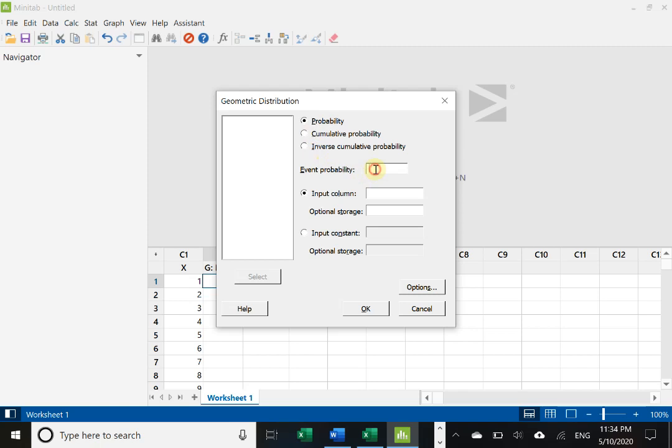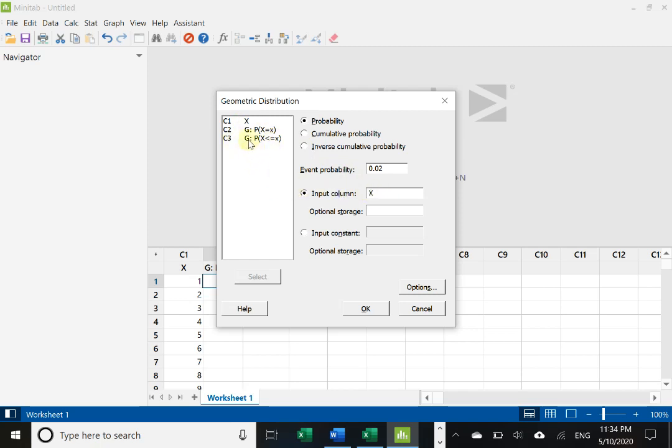The event probability, that was 0.02. That's the probability of success. Now, we do have an input column here. The input column is column C1, right? So I'm going to left click once inside of that field. And notice up here, C1 X appears. You can select it. If you double click, it will go into that area itself.